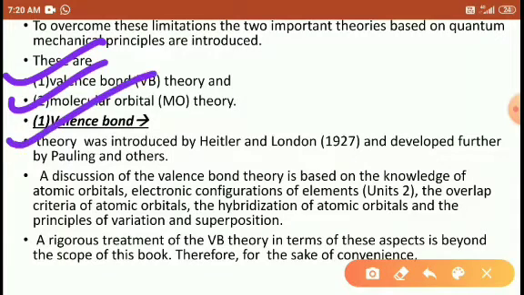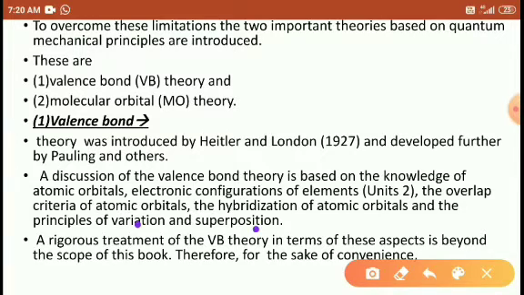The first one is valence bond theory. Valence bond theory was explained by Heitler and London, and it was further developed by Pauling and some other scientists. Valence bond theory is based on the knowledge of atomic orbitals, the electronic configuration of elements, overlap of atomic orbitals, hybridization of atomic orbitals, and the principle of variation and superposition.